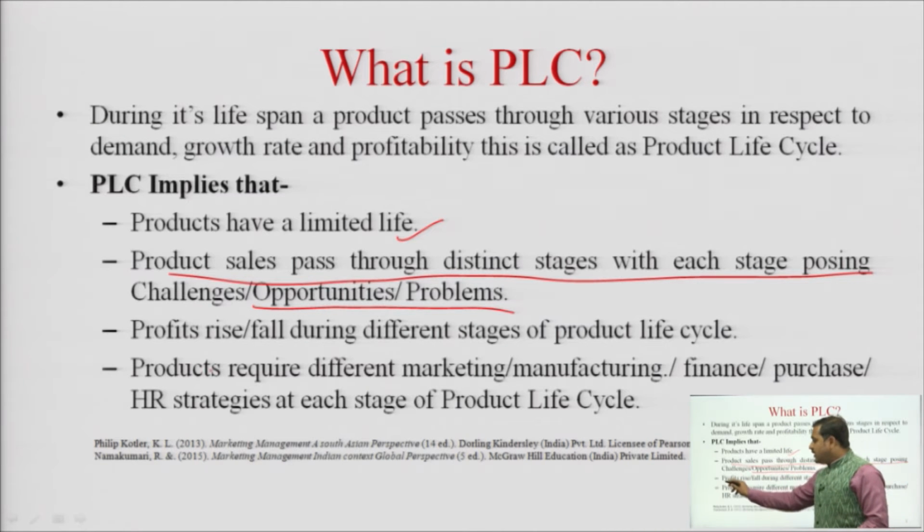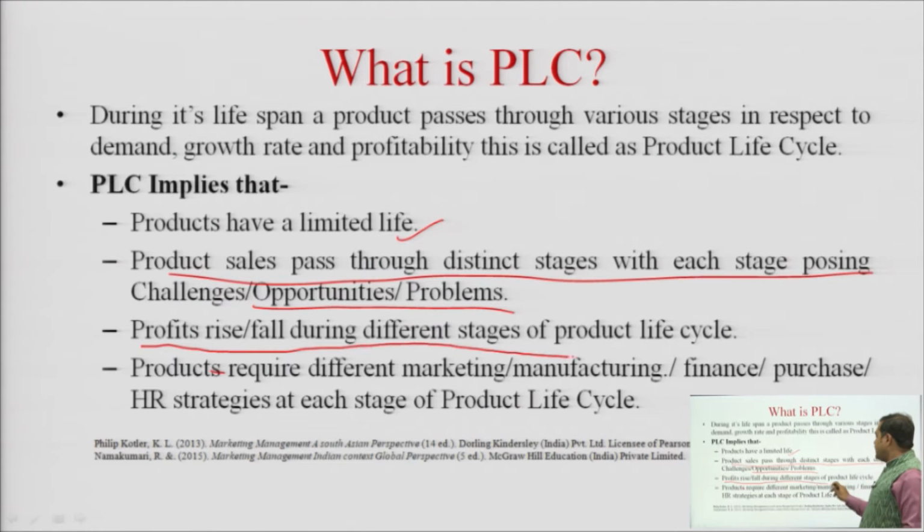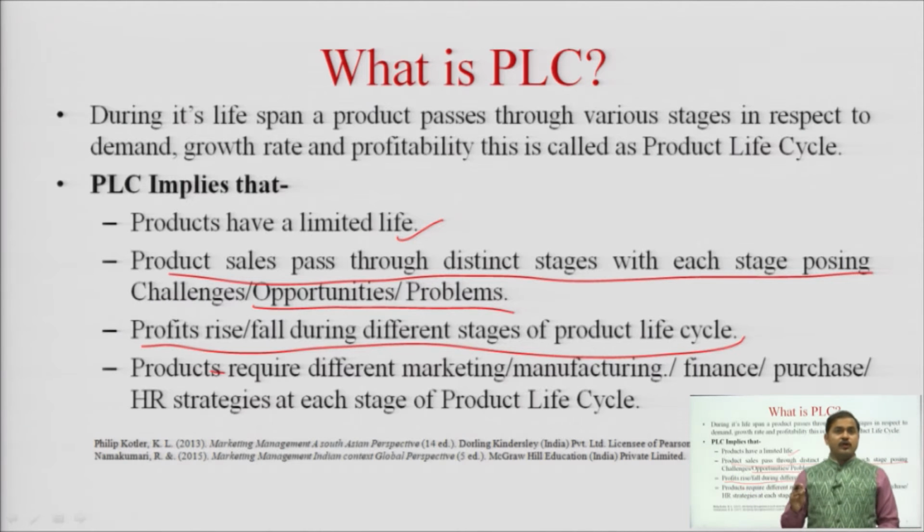The next point says that profit rises and falls at different stages of the product life. It is not expected that you are going to get the same consistent profit, because there are multiple factors impacting that particular product once it is in the market. So, keeping that perspective in mind, it is said that product profit is going to go up and down during the product life cycle.